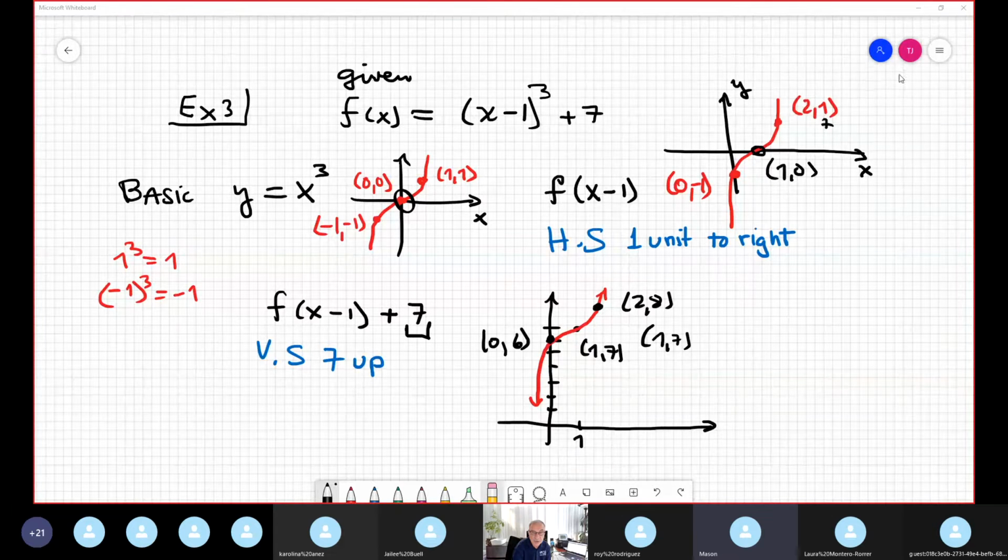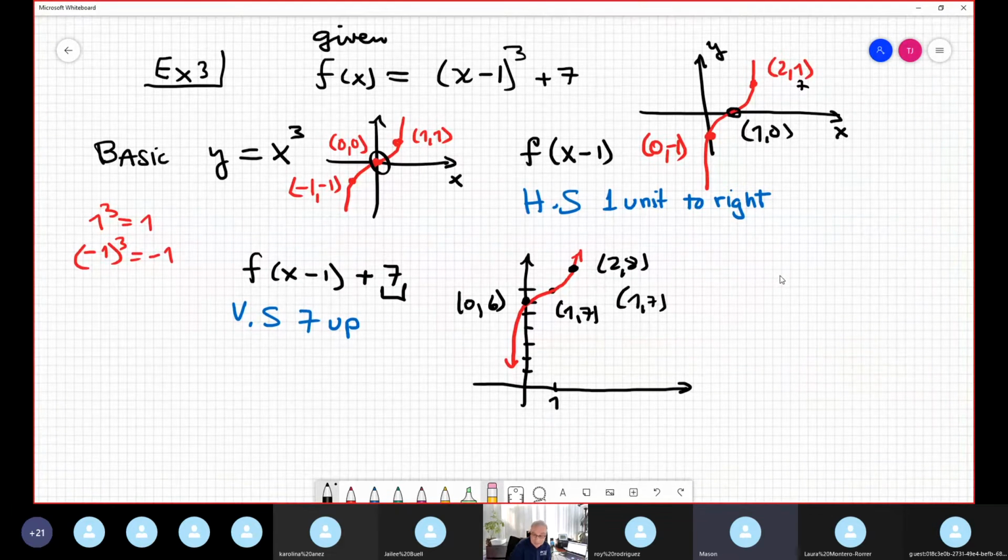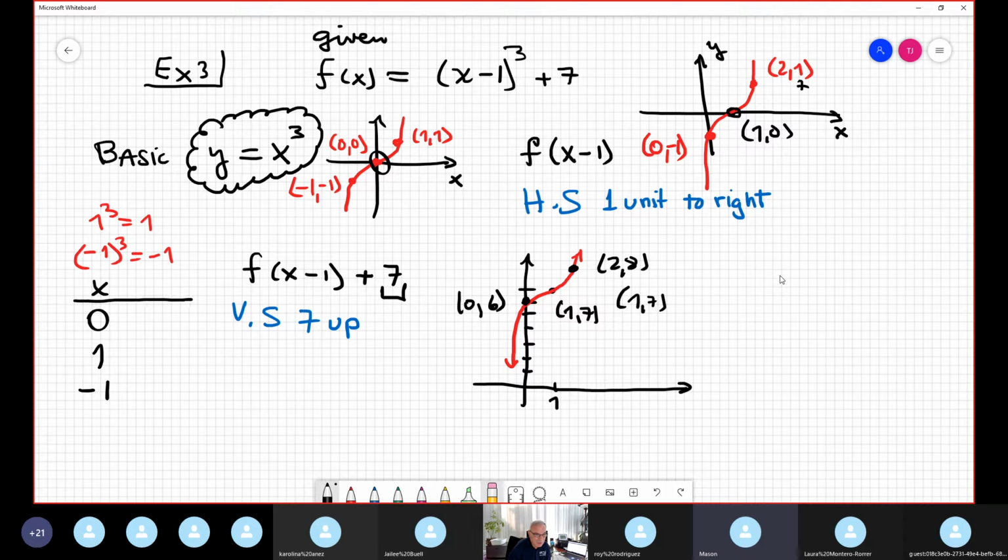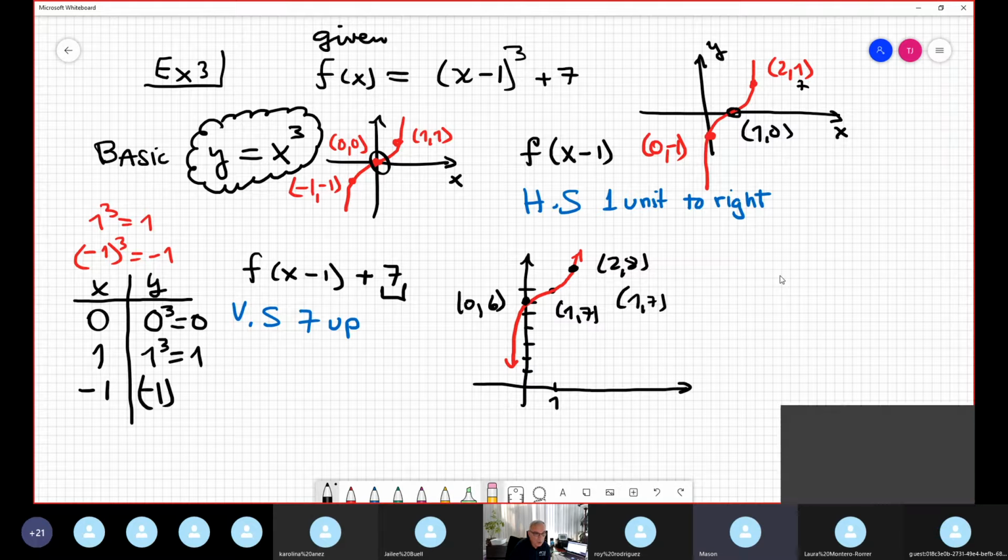Okay, Mason, I will try to explain it for you now. Pay attention. Specifically, that function is cubic. I take, of course, easy points. And easy, in my opinion, is 0, 1, and -1. So you get this x value, and the y value for that function is found by plugging in here. 0 cubed is 0. 1 cubed is 1. And negative 1 cubed.